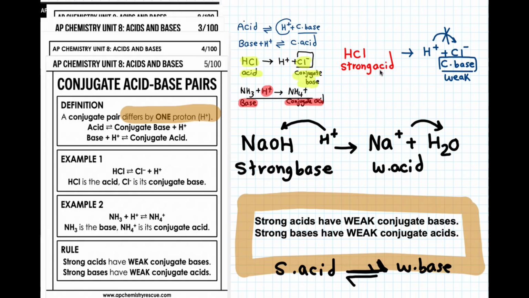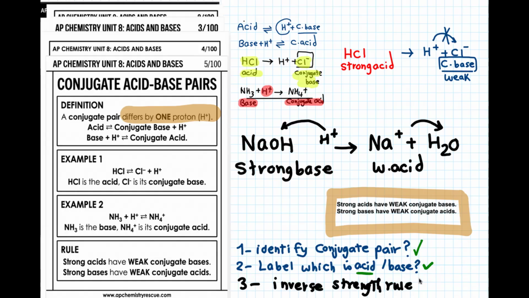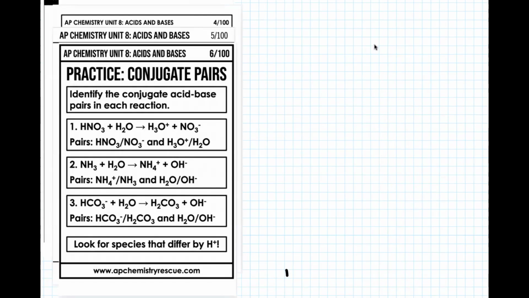So, a quick checklist. Can you identify a conjugate pair? Can you label which one is the acid and which is the base? The one that has an extra proton is the acid. Do you know the inverse strength rule? The strong one gives a weak one. For the conjugate pair, the strong base gives a weak acid, and the strong acid gives a weak base. You are doing very good. Let's move on. Problem number 1.